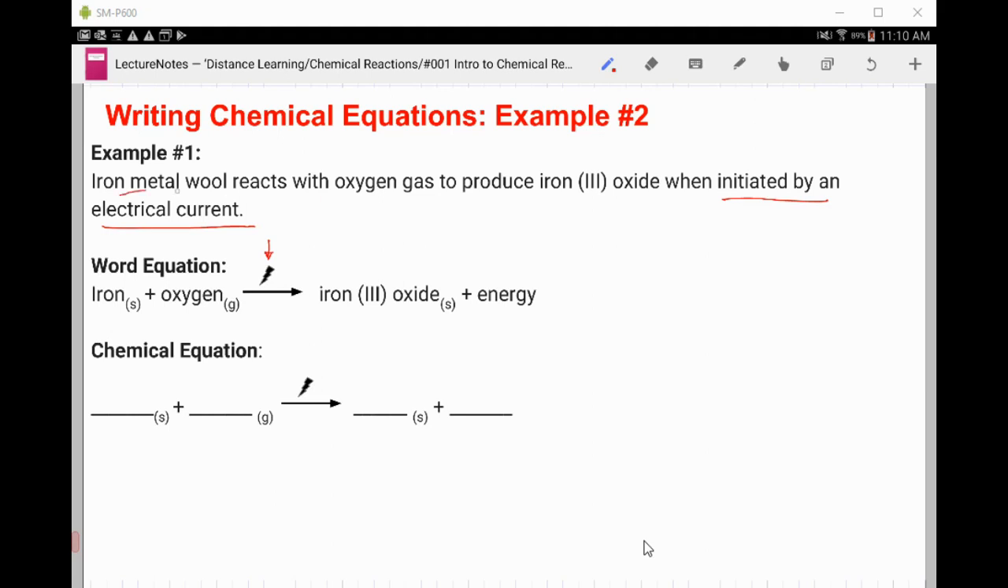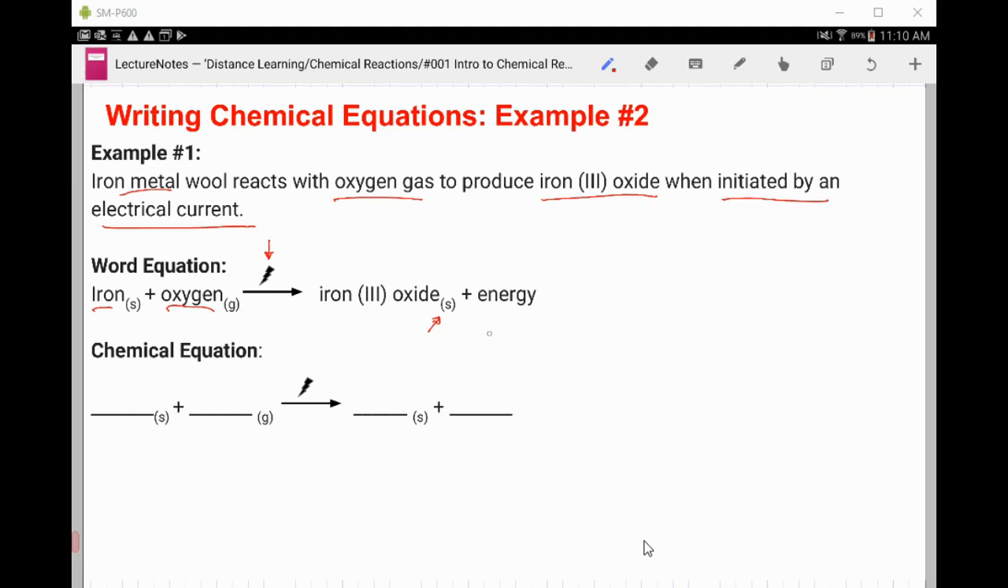It's iron metal reacting with oxygen gas, so iron as a solid, oxygen as a gas, and it's producing iron(III) oxide. Iron(III) oxide is an ionic compound. Ionic compounds have extremely high melting and boiling points, which means they're almost always going to be solid unless dissolved in water, but there is no water present in this reaction.